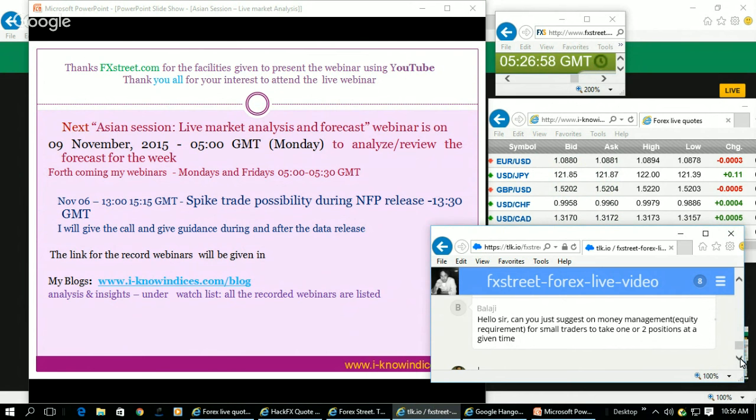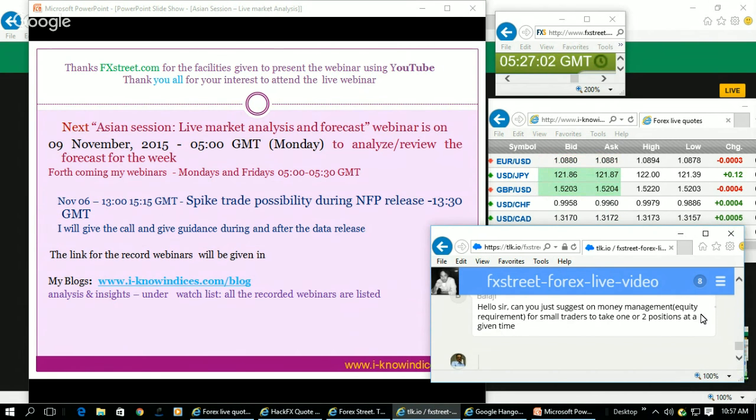Balaji, can you just suggest on money management equity requirement for small traders to take 1 or 2 positions at a given time? See, normally when the equity is less than $10,000, you can only take the mini lots, and also see that your leverage is less, like 1:50 or 1:100 in the platform. That means when you take one position, the platform should be able to take at least $500 to $1,000. I'm talking about one standard position, $500 to $1,000. And if they take $2,000, then it is 1:50.